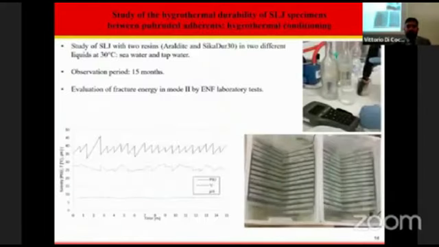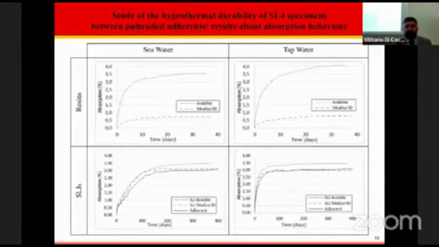and tap water. In particular, we built quite 200 adhesive joints. Adherends were GFRP, and the adhesive was Sikadur 30 and Araldite. We selected the temperature of 30 degrees for liquid, seawater, and tap water. The observation period was 15 months. And we evaluated the fracture energy in mode 2 by end-notch flexure laboratory test.